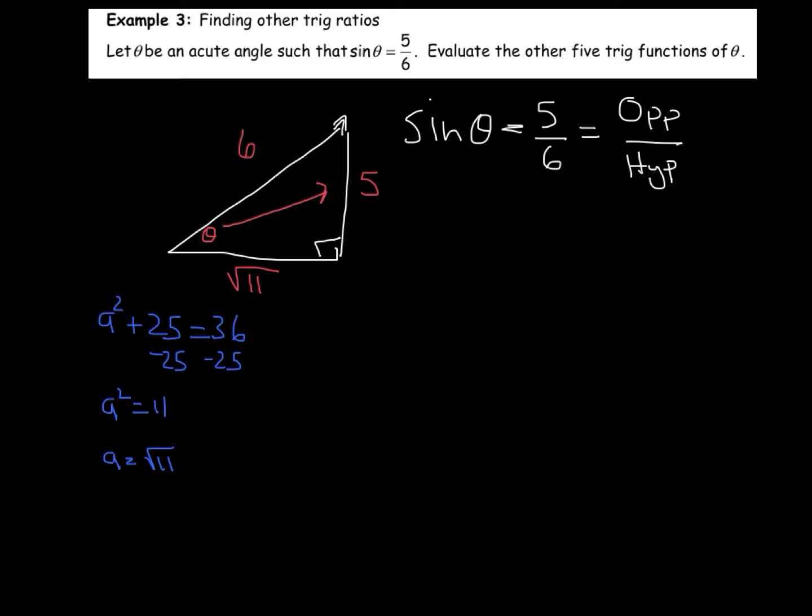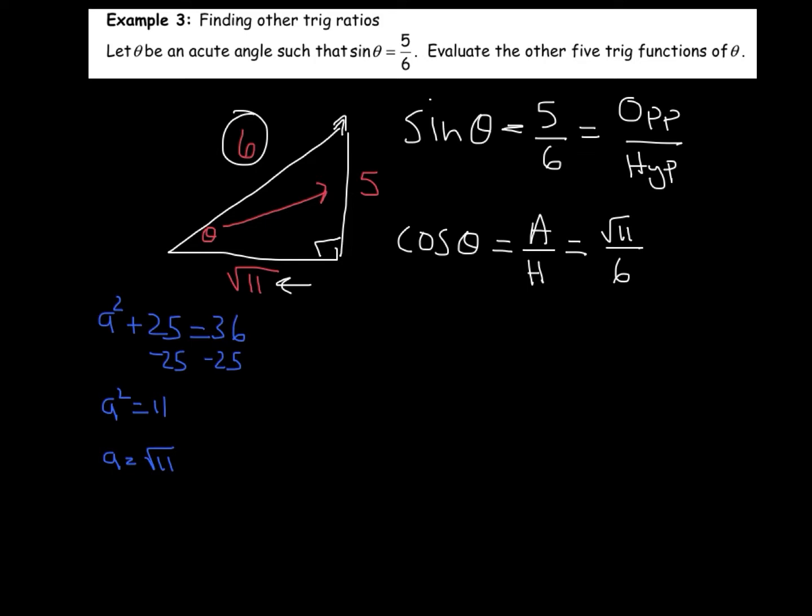This should be a real simple problem because I know SOH CAH TOA now. So cosine of theta is the adjacent over the hypotenuse. I'm going to keep writing these out so that you continue to memorize them. Cosine, adjacent over hypotenuse. Adjacent is going to be this guy right here, and the hypotenuse is going to be that right there. So cosine is going to be root 11 over 6.